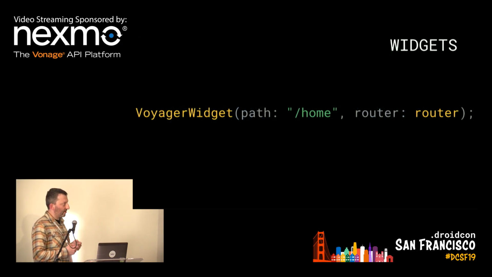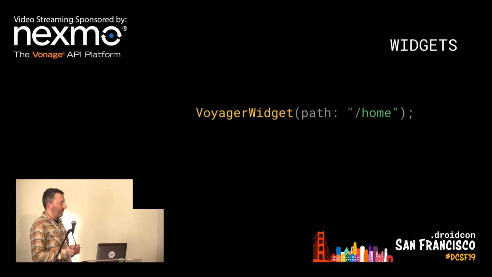Having a router, we can start using the Voyager embed API. So basically, you pass it a path, a router, and you can just see the screen amongst your other widgets. Even better, you can drop router altogether and just reference your widgets by paths.